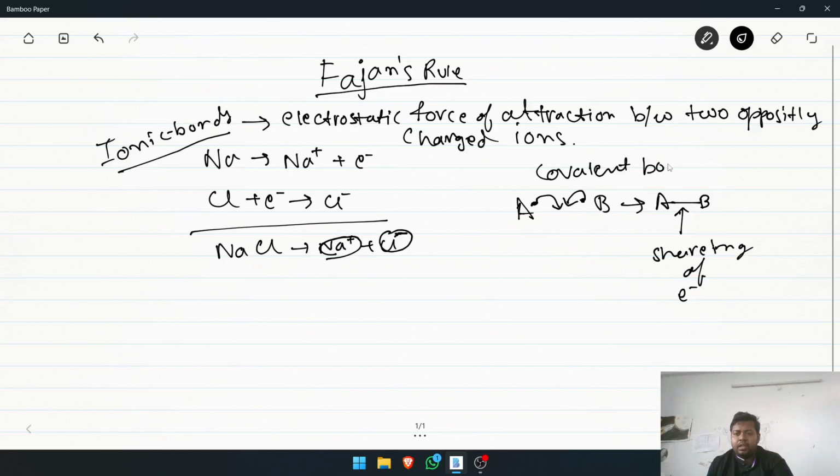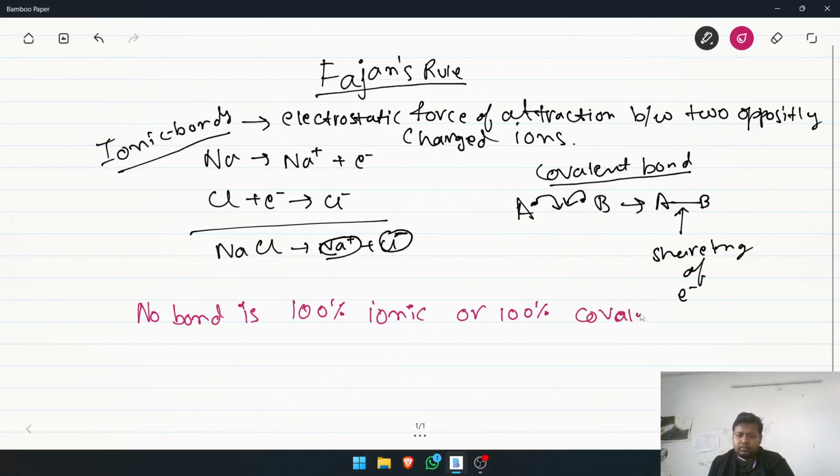In a covalent bond. Fajan said something different. He said that no bond is 100% ionic or 100% covalent. That means in any ionic bond there is some covalent character, and in any covalent bond there is also some ionic character. This is very important to understand, how this happens.